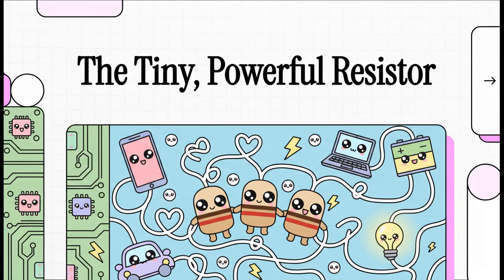All right, today we're going to zoom in on one of the most common, yet totally critical components in all of electronics. I mean, it is everywhere. Your phone, your computer, your car, you name it. If electricity is flowing through it, you can bet this little guy is in there. We're talking about the humble but seriously mighty resistor.